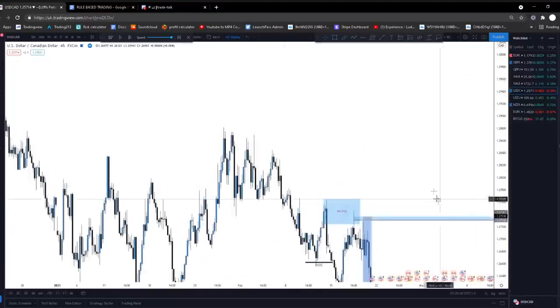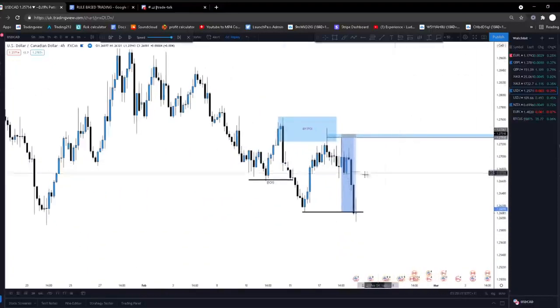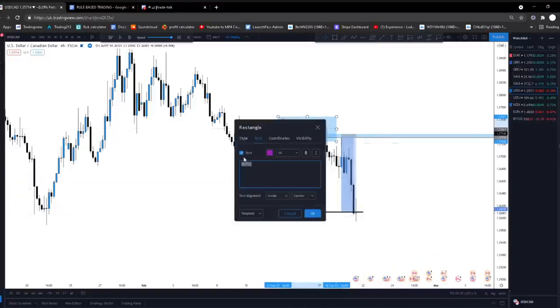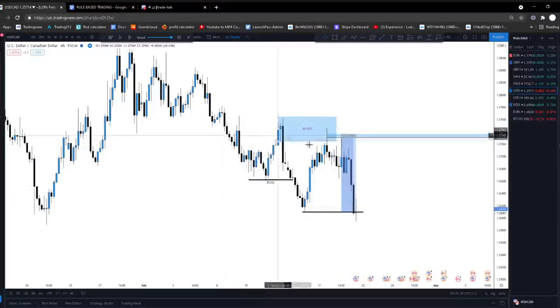You know, the setups are always going to be showing themselves to you. The market is always forming opportunities. So if you've missed out on a trade, you know, don't worry, the market is always going to be showing you new opportunities to enter new trades.